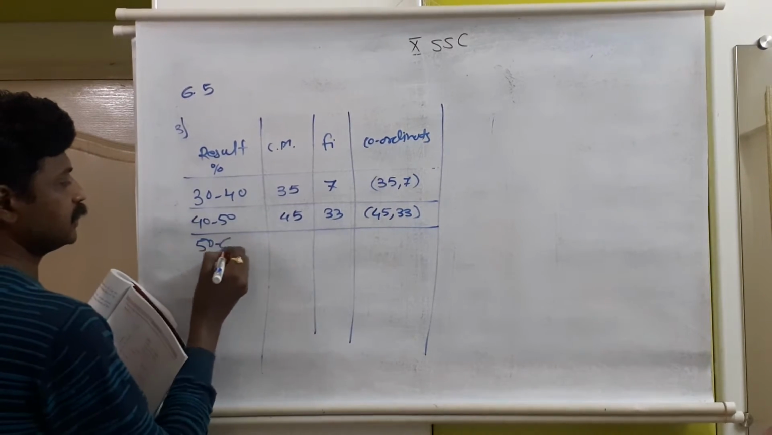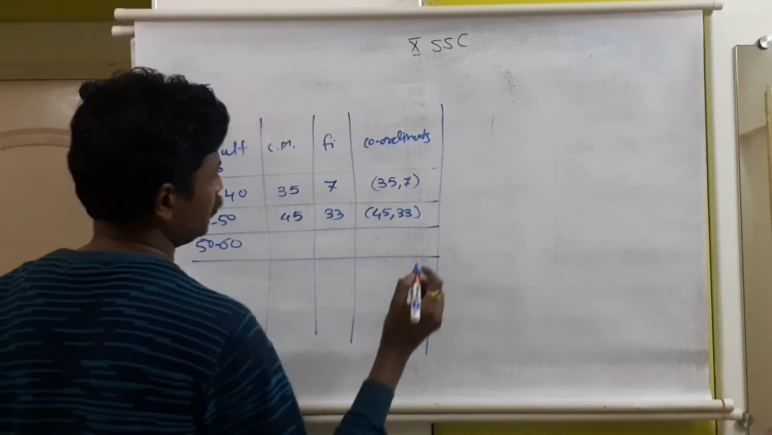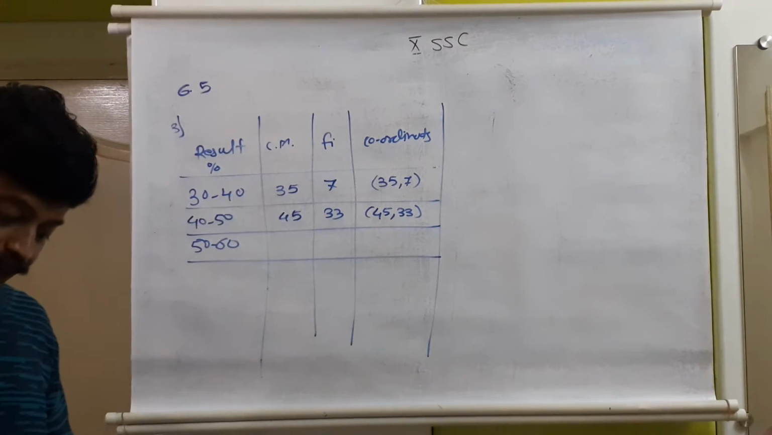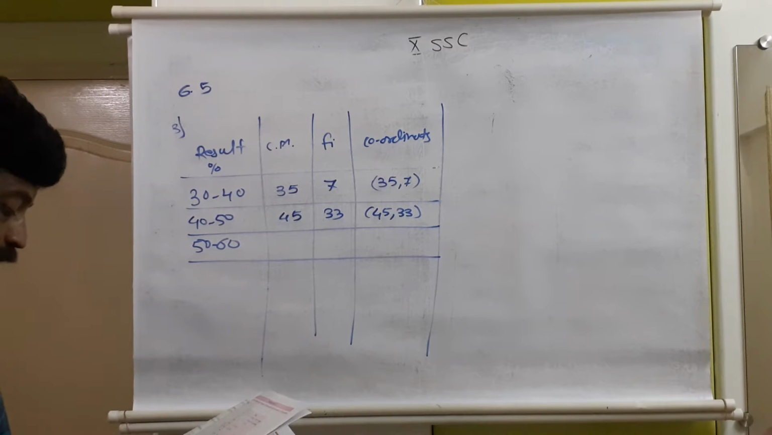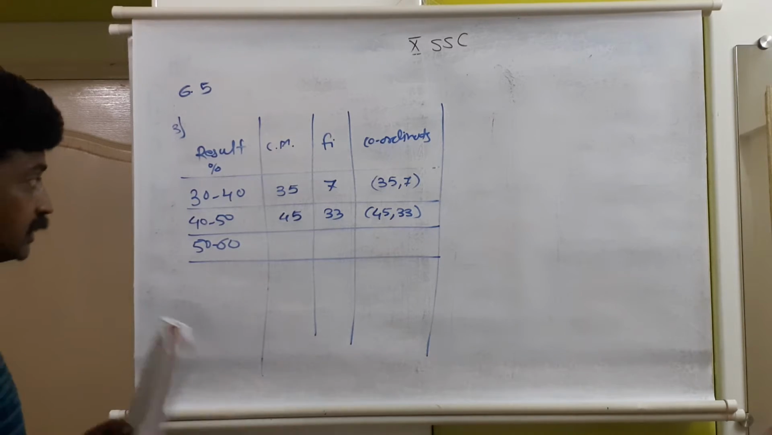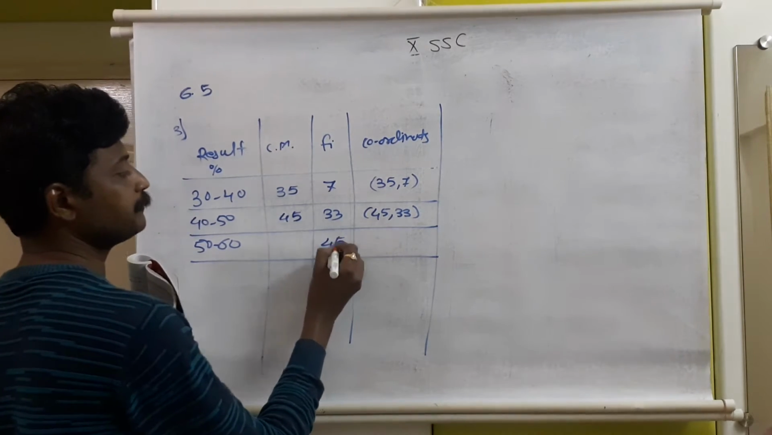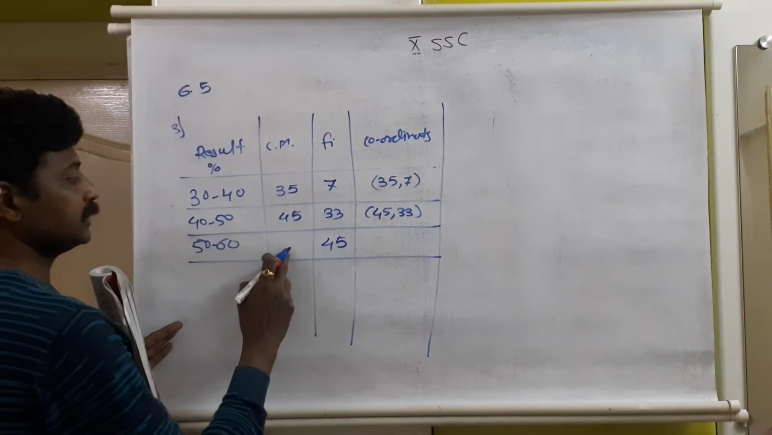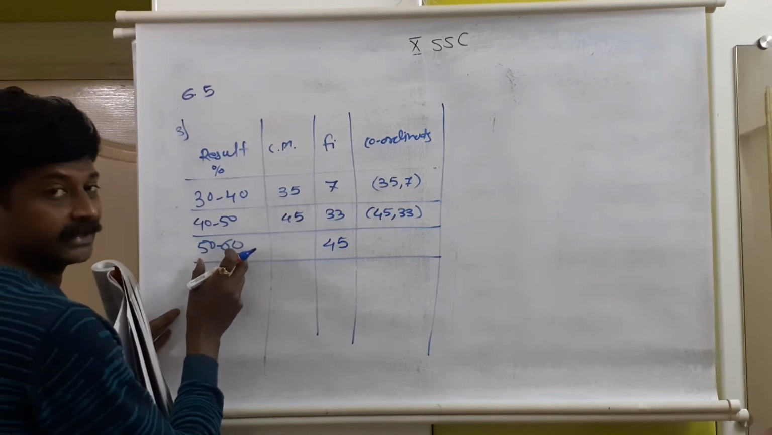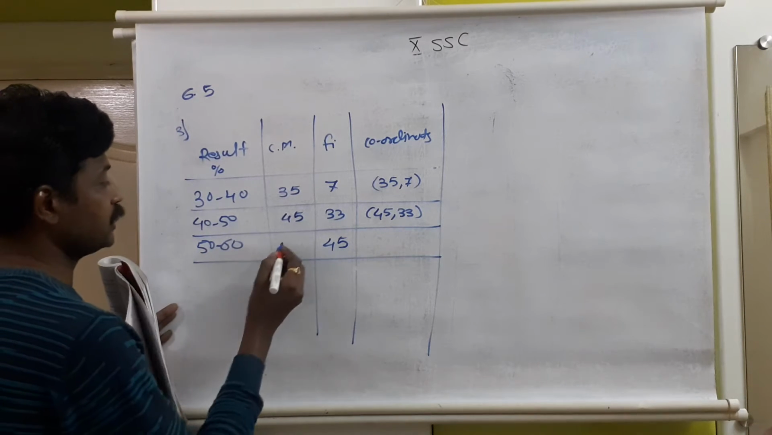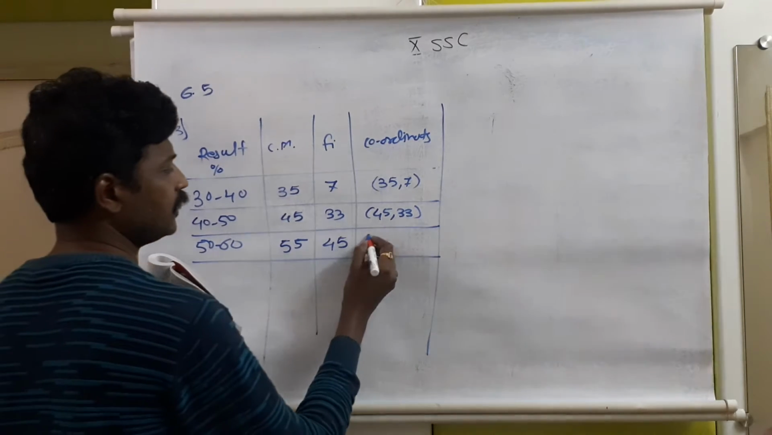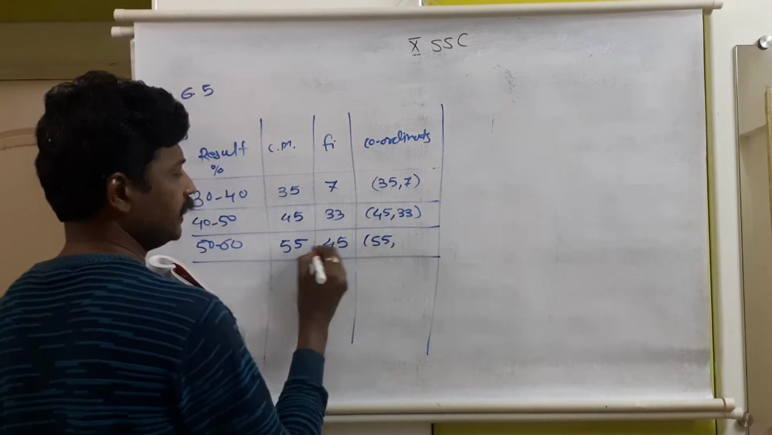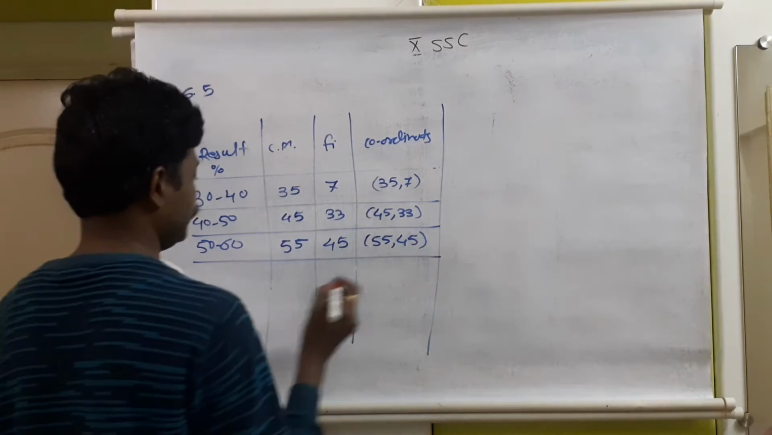Next class is 50 to 60. For the 50 to 60 class, 45 is the frequency. So what will be the class mark? Addition of both is 110. If you divide 110 by 2, it gives 55. Or easily you can observe and write now. So the coordinates will be x coordinate 55, y coordinate 45.